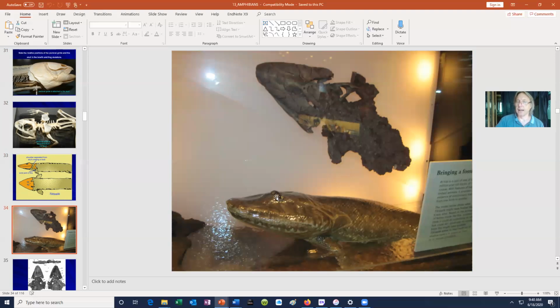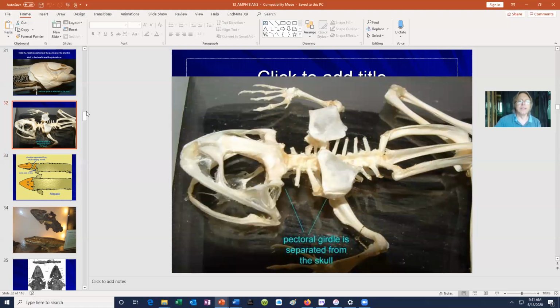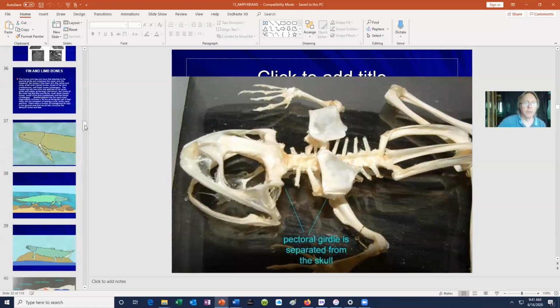Look at those eyes letting it see on land. It had a wrist joint, as I'll get to in a second, but it also then had a separation between the pectoral girdle and the skull. So the neck existed prior to the first amphibians.